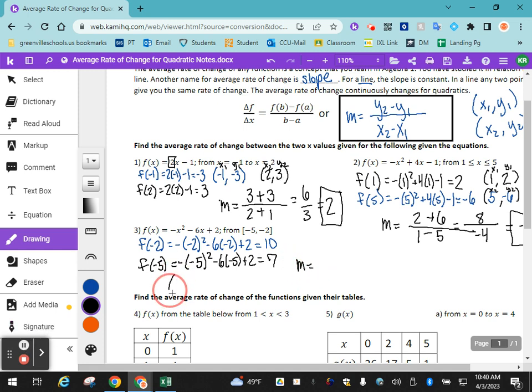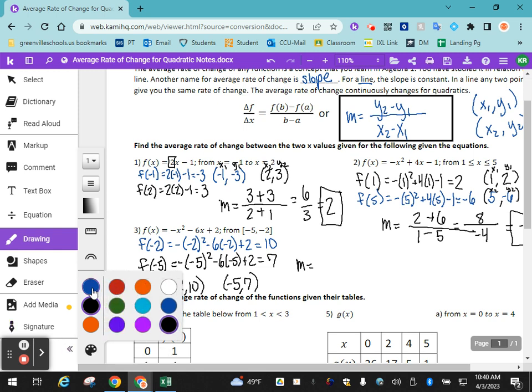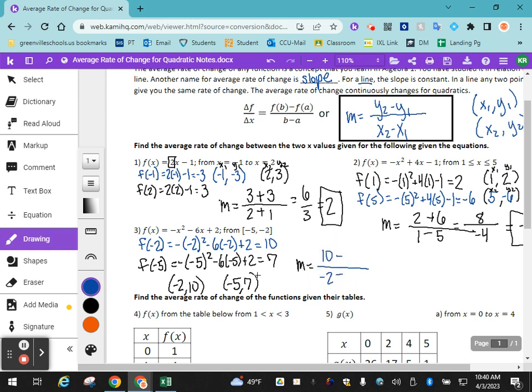So my 2 points are, I plugged in -2, I got out positive 10. And I plugged in -5, and I got out 7. So what you plug in is your x, what you get out is your y. But you know that because we've been graphing. So 10 over -2 minus 7 over -5. So that would be 3 over -7. So again, it's okay to get a fraction because this is slope. So this is up 3, left 7.